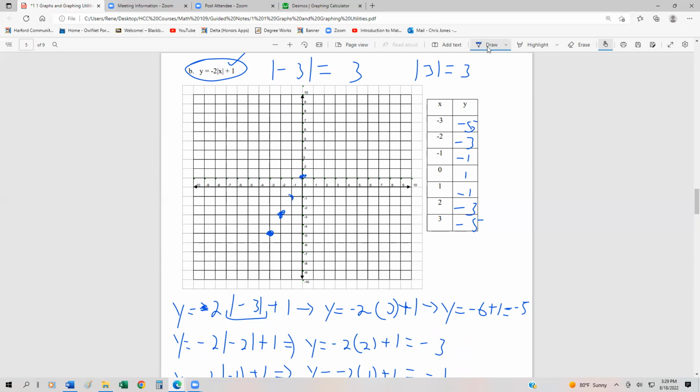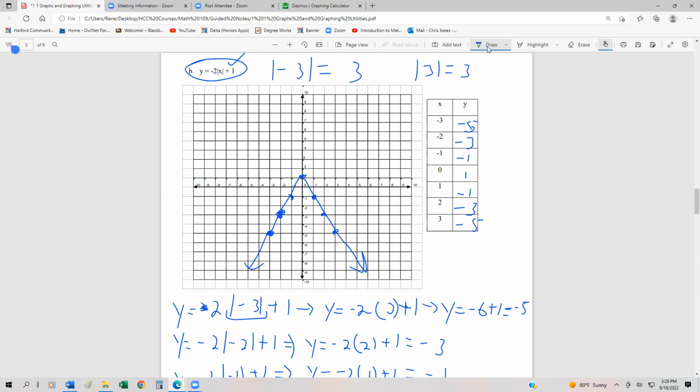But then it starts to go back down. Okay, so we have (1, -1), then we have (2, -3), and then we have (3, -5). And so it looks like our shape, if we were to play connect the dots with this, is going to follow this pattern. All right, and that's what the graph of this should look like.